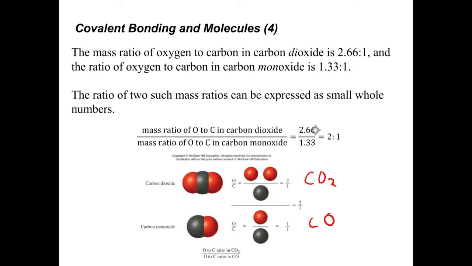But if we do the mass ratio, this has to do with the mass. So instead of just saying I have one carbon atom and two oxygen atoms, if I instead look at their mass, I would come up with a ratio like this. But it's easier to think in terms of this. So this is all this is trying to say, and this is again for covalent compounds.